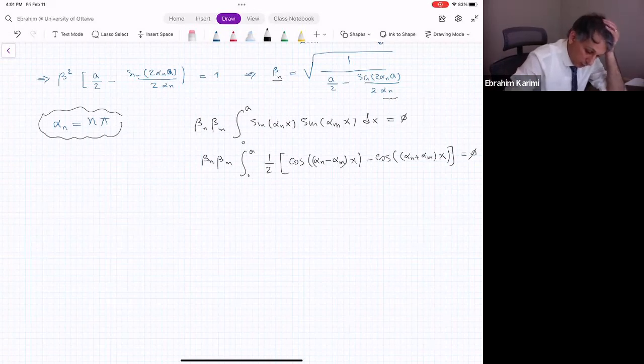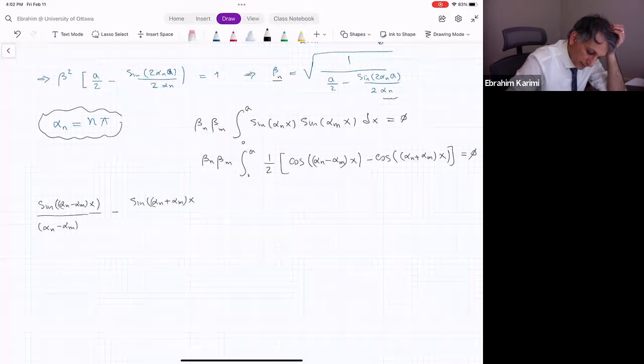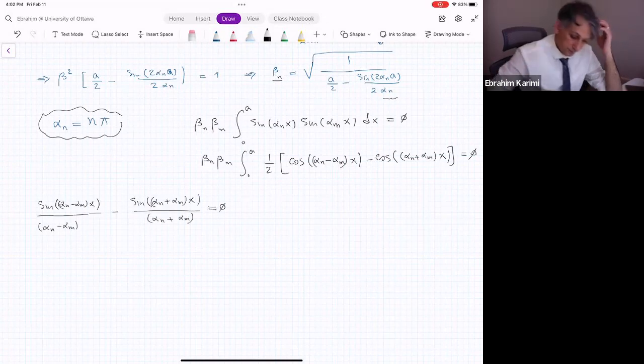Then that provides 1 divided by alpha n minus alpha m of sine of alpha n minus alpha m of x, minus sine of alpha n plus alpha m x divided by alpha n plus alpha m, equal to 0.